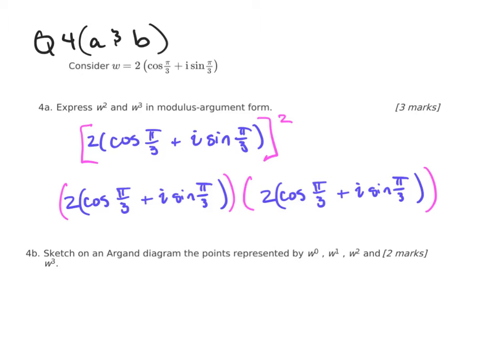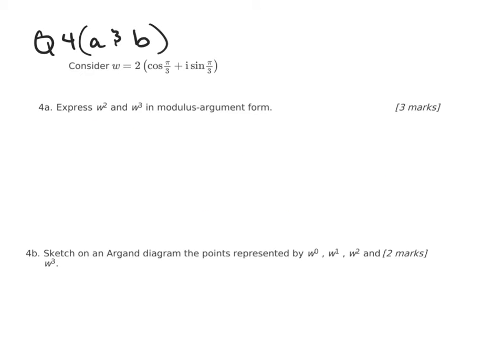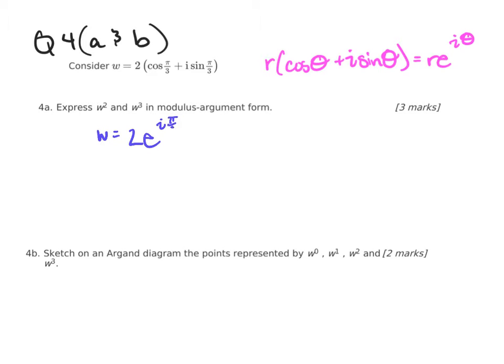So instead, let's use Euler form. Remember, Euler form is if you have r cosine of theta plus i sine of theta, that's equal to r e to the i theta. So we could rewrite this pretty quickly and just say that W is equal to 2e to the i pi over 3.